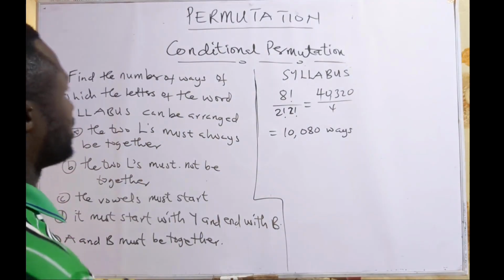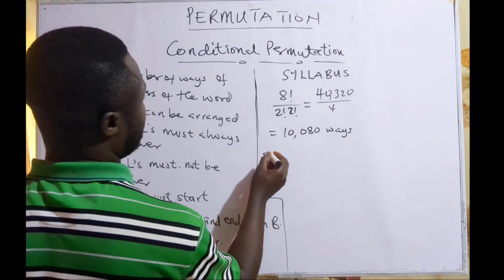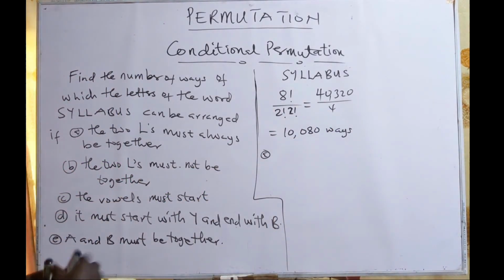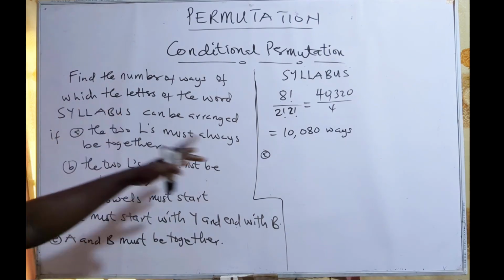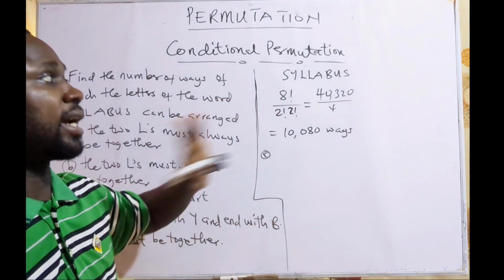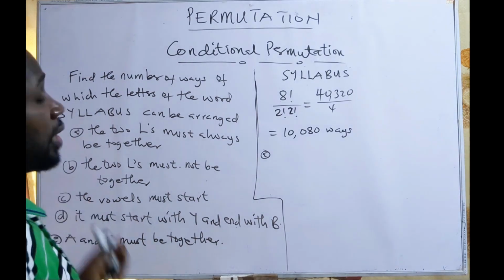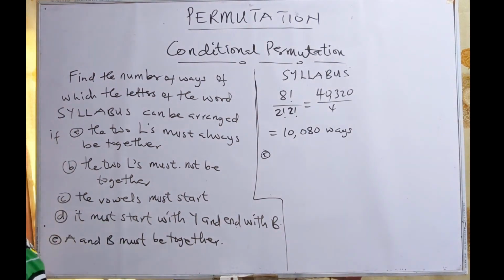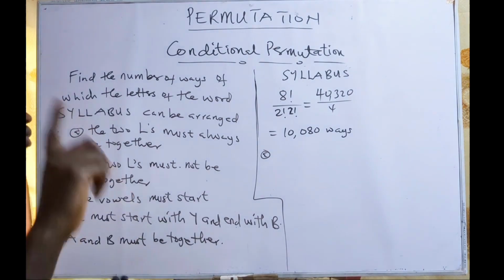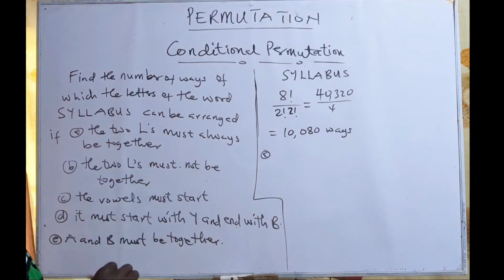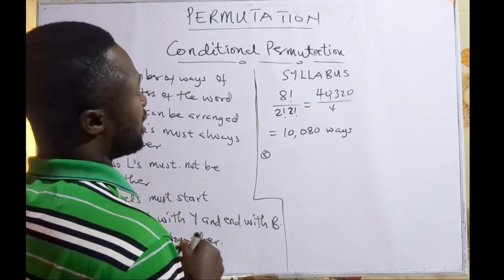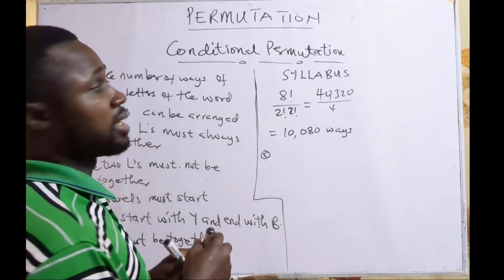Is that okay? Now we can start with A. So this is a general arrangement. If I just want to arrange the word syllabus, this is the number of ways I can get. The 2 L's must always be together. So if the 2 L's must be together, the 2 L's are taken as 1 letter.